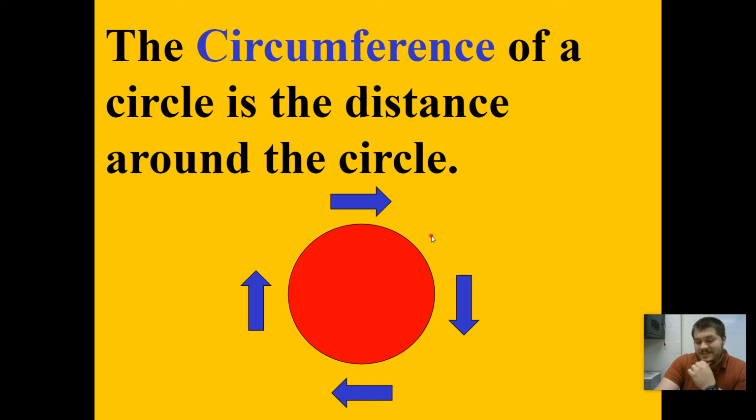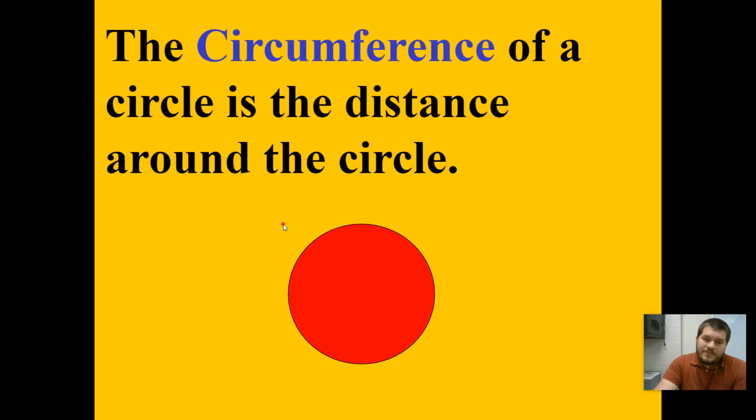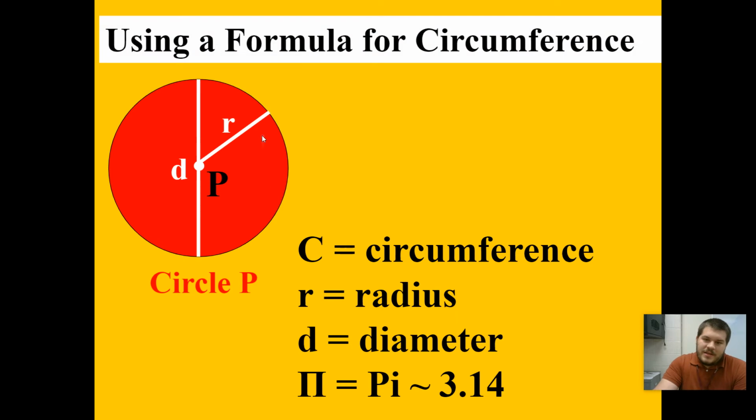Now, because circles don't have sides, like squares and triangles and rectangles, we have to do things a little different. So to find the circumference, we have to have a little equation, a formula for it. Before we go over that, let's just go over a few pieces of terminology.